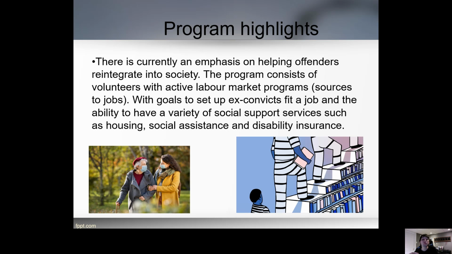So the program highlights, to go into more detail: there is currently an emphasis on helping others reintegrate into society. The program consists of volunteers with active labor market programs, a big way to say sources to jobs, with goals to help ex-convicts find a job and have a variety of social support services. The volunteers would also assist them with housing, social assistance, and disability insurance applications, which is not really something you prepare in prison. That would be a great help from volunteers who have knowledge of labor market programs.